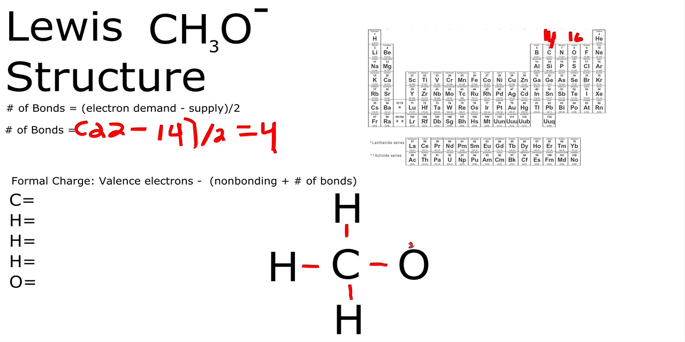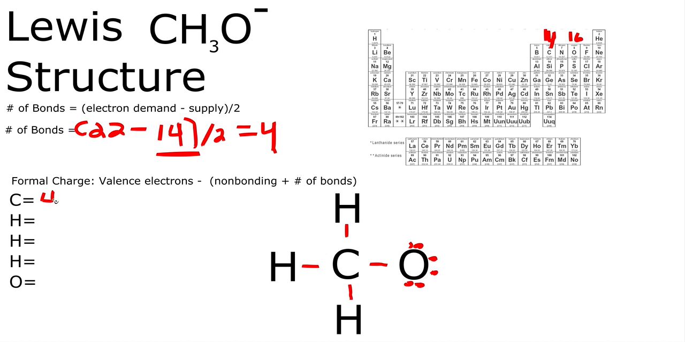So let's fill in our lone pairs. We count these up, 2, 4, 6, 8, 10, 12, 14, which is right there. And then 2, 4, 6, 8, 10, 12, 14. If you want to find the demand, you just do 2, 4, 6, 8, 2, 4, 6, 8, 2, 2, and 2, which is 22. So everything's good. Let's do the formal charge.